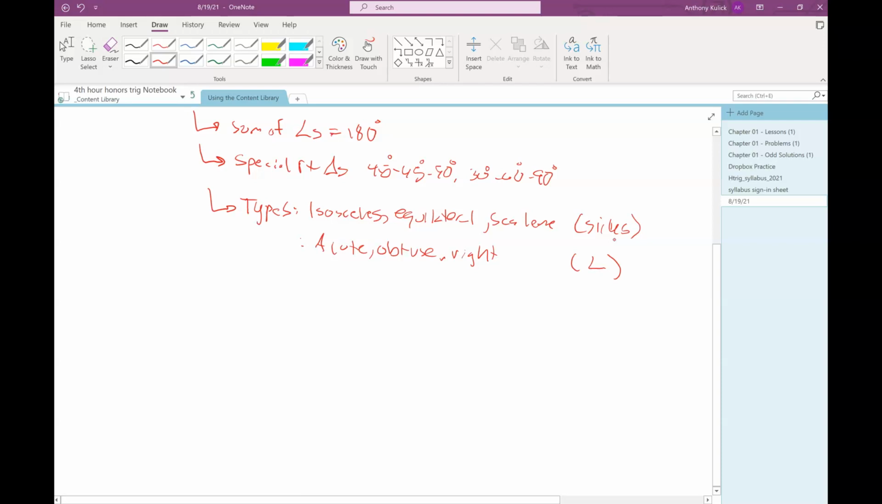Yes, sir? Sides. Right, sides, because that's what you're classifying by, side length. Maybe I should write length there. Okay, that's good. What else?